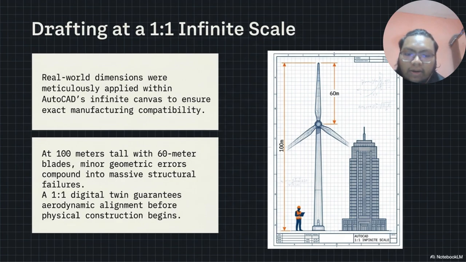Minor geometric or angular errors at the root of a blade will compound exponentially over the 60-meter length, leading to a massive aerodynamic imbalance or catastrophic structural failure. By creating a one-to-one digital twin, we can completely validate the aerodynamic alignment, stress points, and geometric tolerance in the digital space. This rigorous verification process guarantees that the system will perform flawlessly.